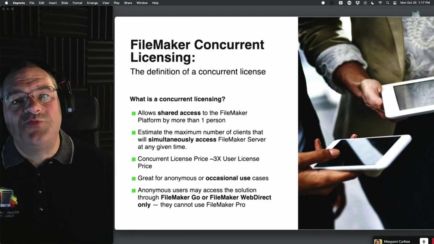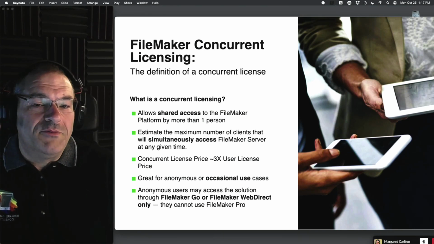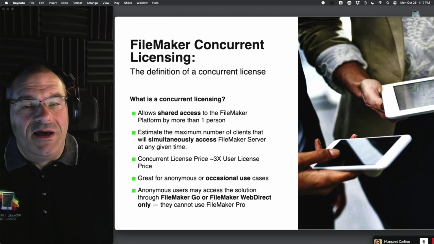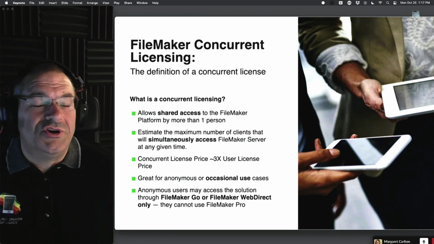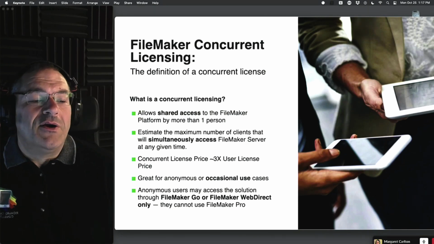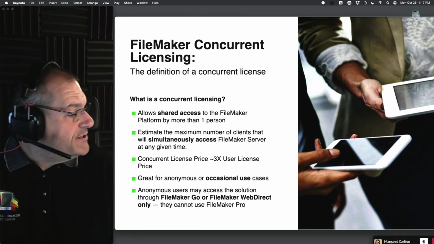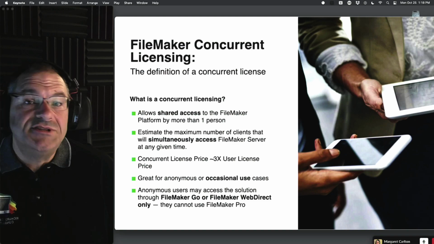Concurrent licensing. This is where you really can't name the people. You've got a couple people from contractors that want to log in, some people outside the company that want to log in. You have 50 staff, but only 10 of them really use it, but you're not really sure at any given time which 10 is using it. So you buy concurrent licensing. Concurrent licensing seems to make sense, but it's about 3 times more for people to actually use that.